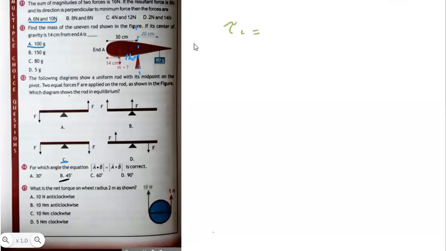The torque is with the negative sign, r cross F, where r is the radius of the wheel, the moment arm. So minus 2 into F, where F is 10 Newton.